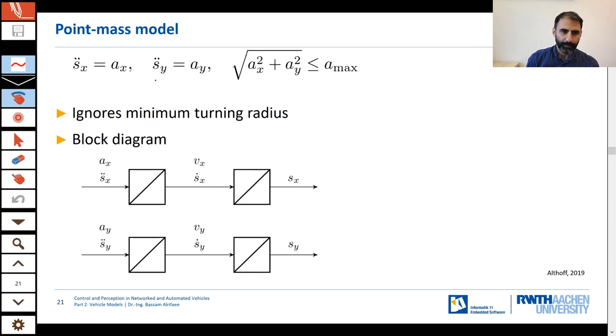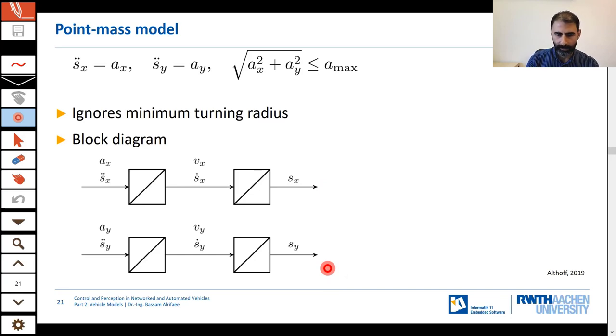It is a simple model, consists of just three equations. These are the acceleration in x direction, the acceleration in y direction, and the well-known constraint that comes from the circle. This model, as you see, ignores minimum turning radius. There is no radius in this model, which means that the vehicle can turn around itself, can spin, can move in every direction instantaneously. But it is simple, and for some purposes, it is good. So the block diagram of this model consists of these two diagrams.